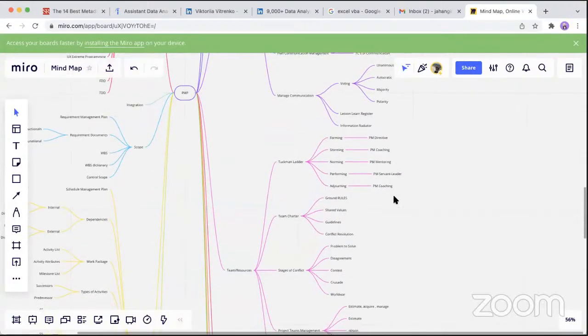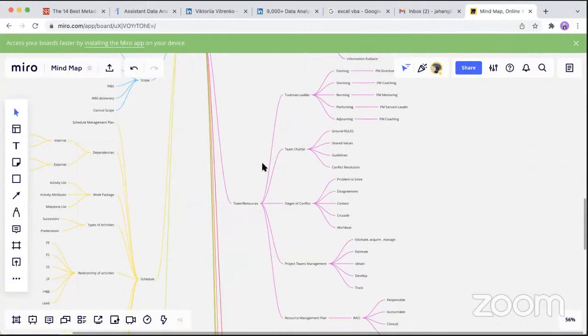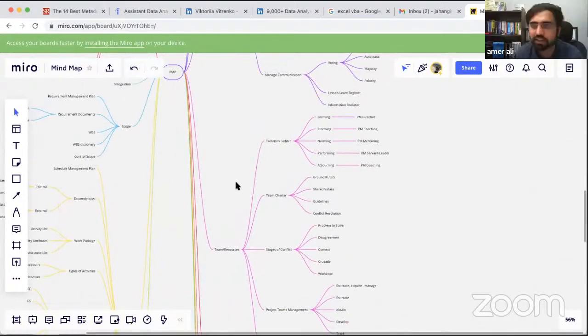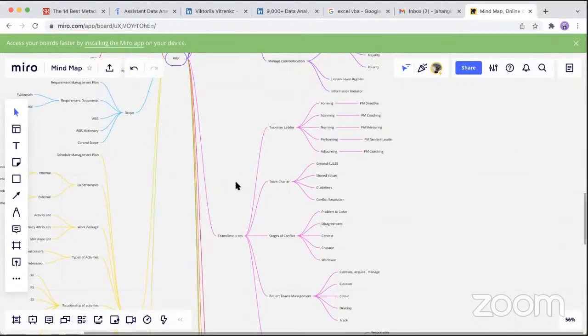Jahangir, please continue. Okay, the next part is team and resources, and Jahangir, please kindly stop. No, Shazay, we cannot continue. Each team member must explain part by part. So, Arti, can you take it from here? I can go for the team.